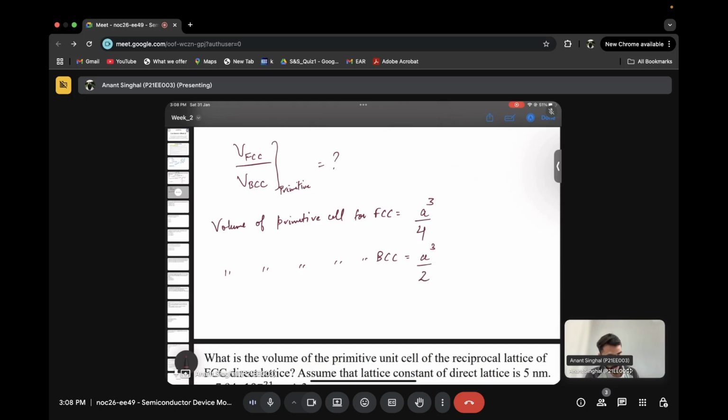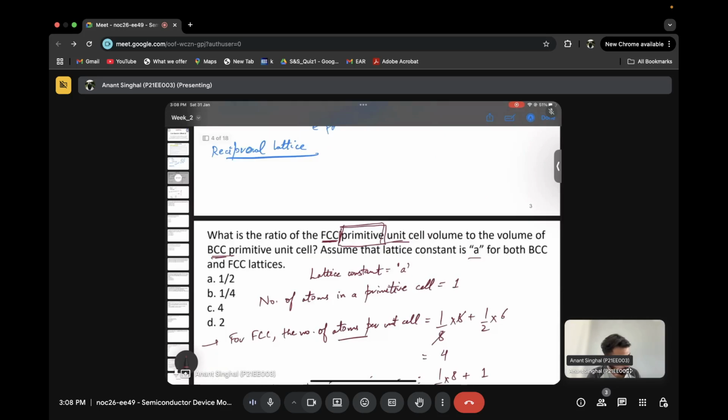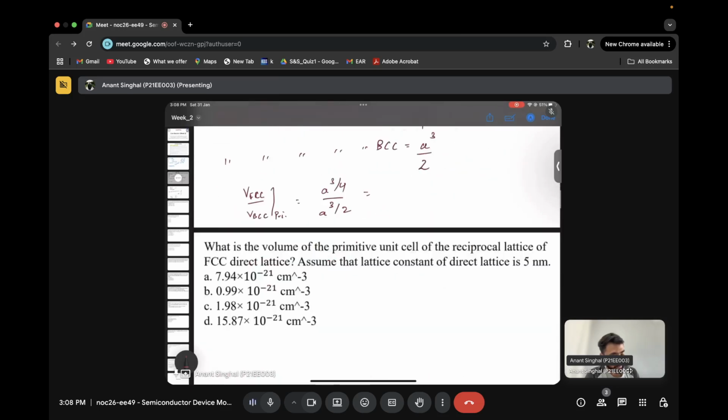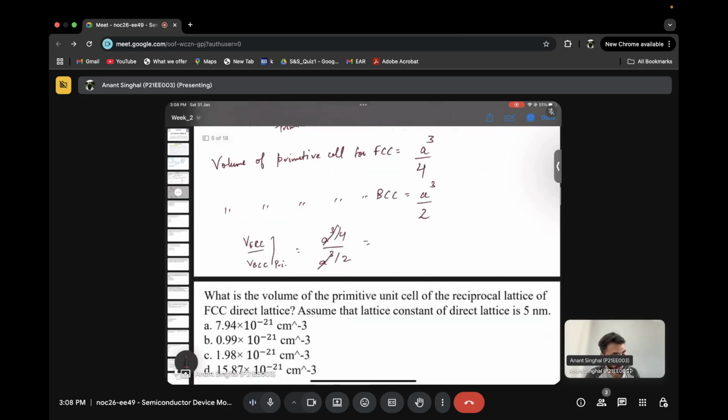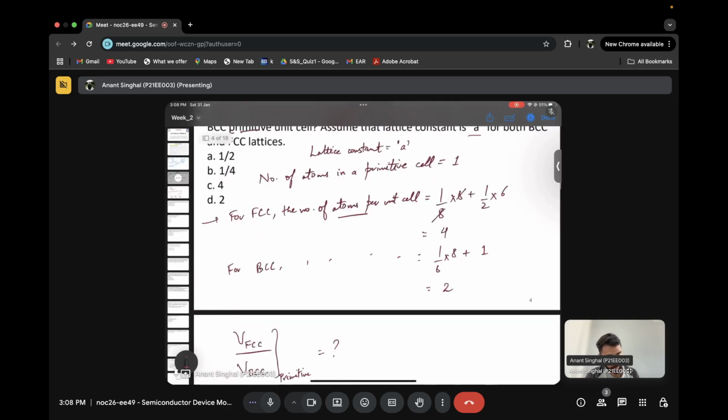So now the question is asking actually about the ratio of these two. So let's do that. This is a very straightforward problem now. If I do primitive, then it would be a cube by 4 divided by a cube by 2. We need to see what the question is asking, yes, it is FCC by BCC. And the lattice constant, we already know that it is 1, so it should come out to be 1 by 2, which is the answer to this problem, and the correct answer would be option A.